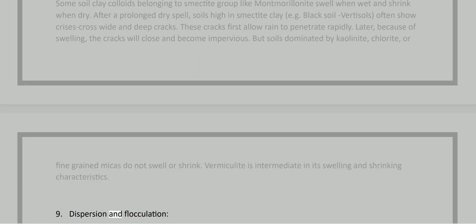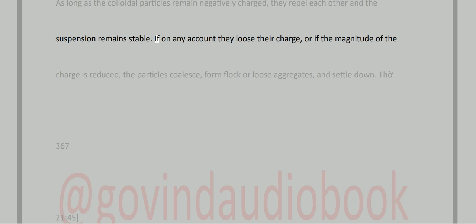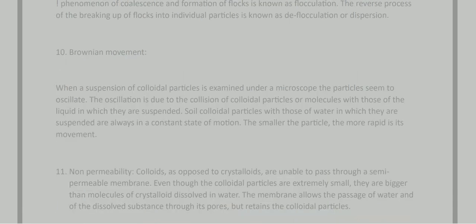9. Dispersion and flocculation. As long as the colloidal particles remain negatively charged, they repel each other and the suspension remains stable. If on any account they lose their charge, or if the magnitude of the charge is reduced, the particles coalesce, form flocs or loose aggregates, and settle down. The phenomenon of coalescence and formation of flocs is known as flocculation. The reverse process of the breaking up of flocs into individual particles is known as deflocculation or dispersion.